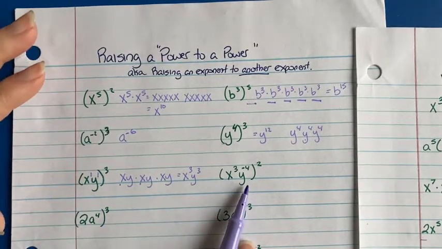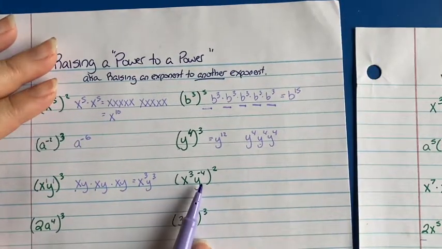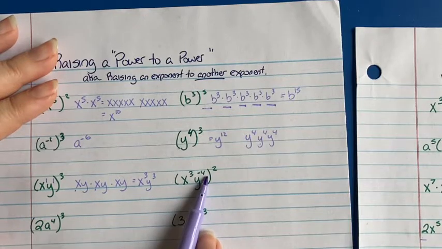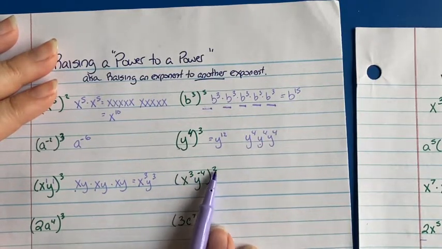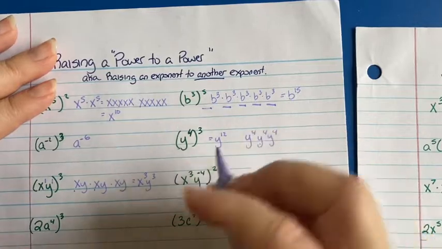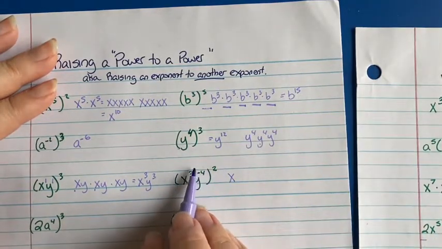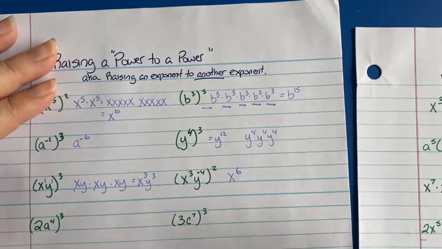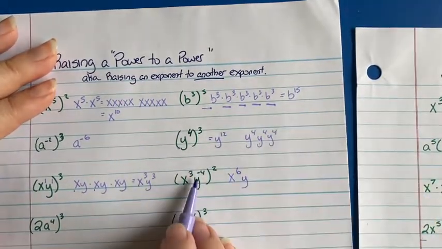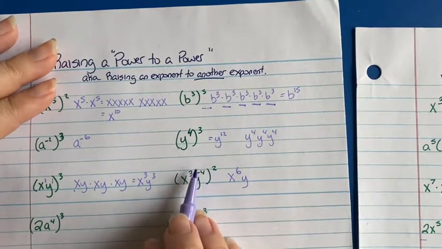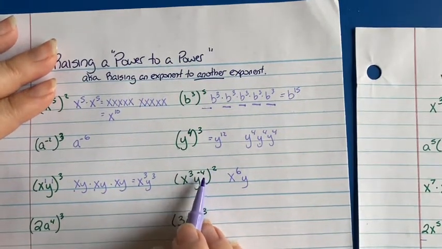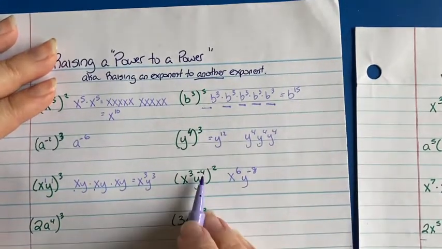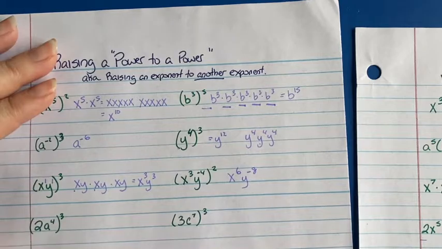So let's try this one over here. X to the third, y to the negative fourth, squared, meaning I'm going to take this times itself twice. And the rule is I can multiply the exponents. So x to the third twice, that's going to be 3 x's and then another 3 x's. That's x to the sixth, 3 times 2. Y to the negative fourth twice will be y to the negative fourth and then another y to the negative fourth for a total of y to the power of negative 8. Again, negative 4 times positive 2 gets me negative 8.